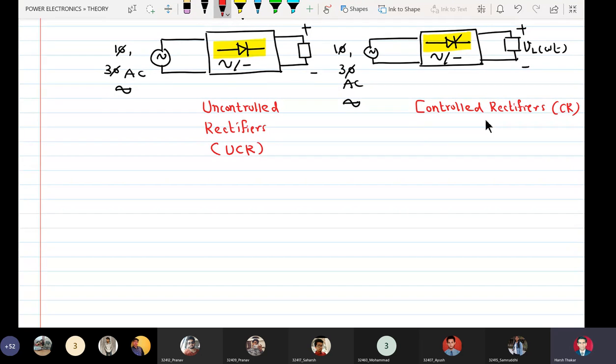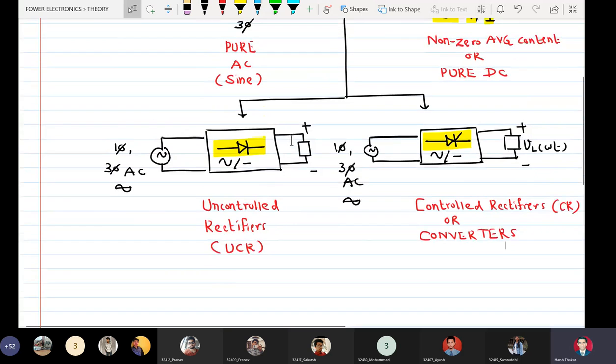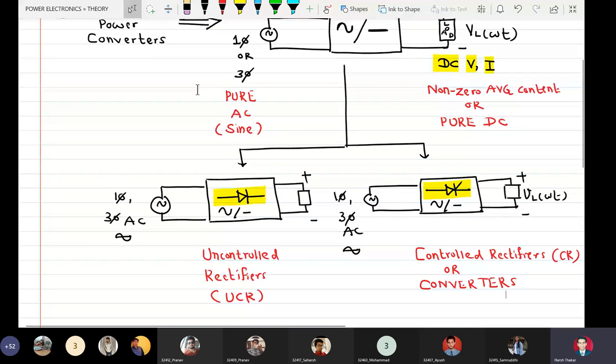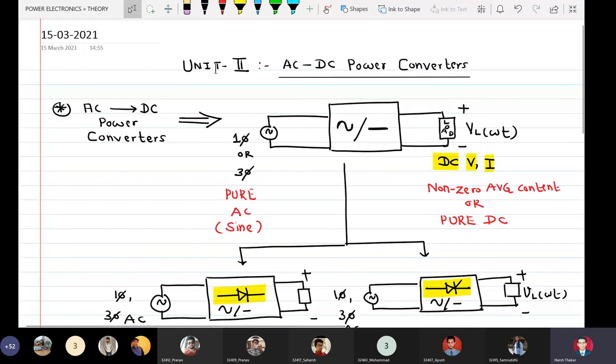Or CRs, or they are also called converters. Converters means controlled rectifiers, and those which are not are called uncontrolled rectifiers or UCRs. In this chapter we are not going to discuss UCRs, but controlled rectifiers or converters, that is AC to DC power converters, which are SCR based and not purely diode based.